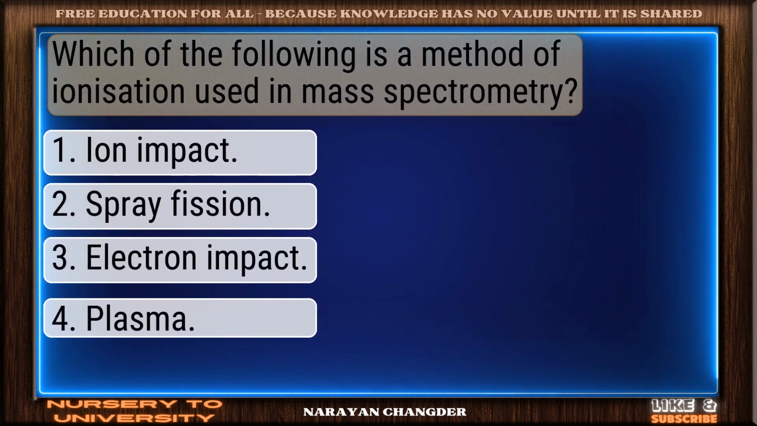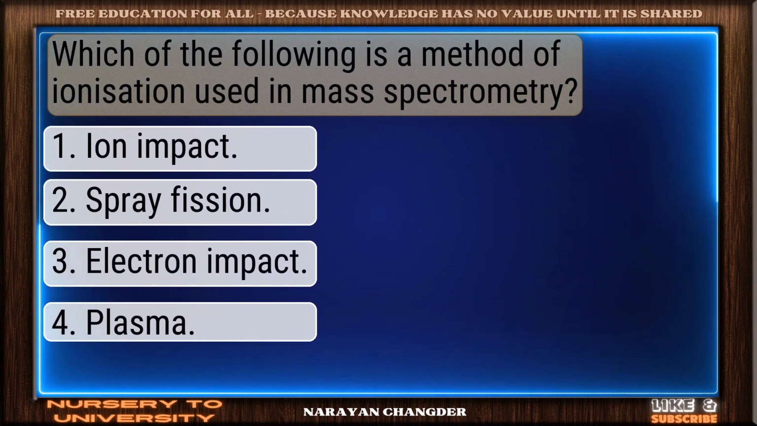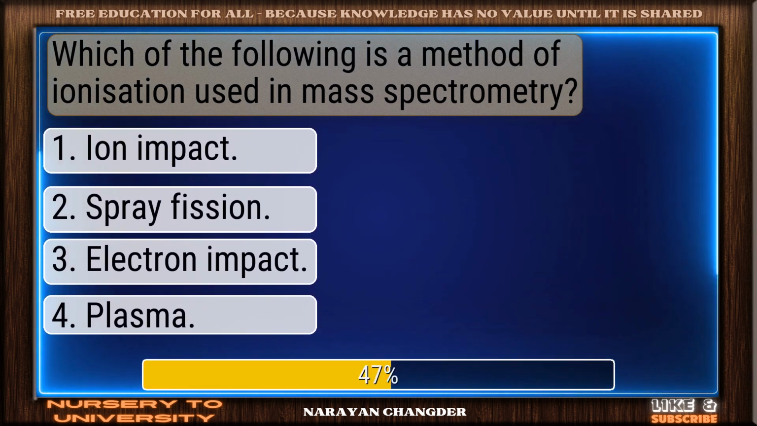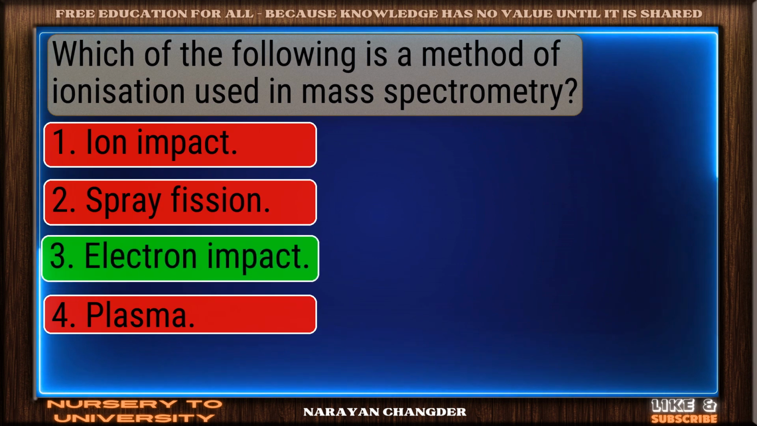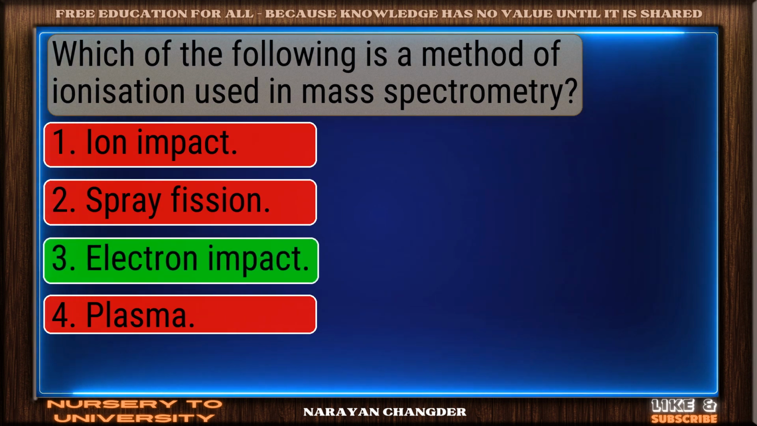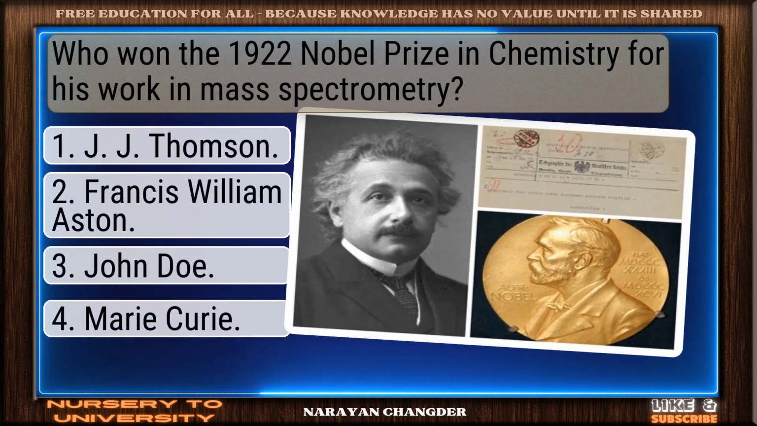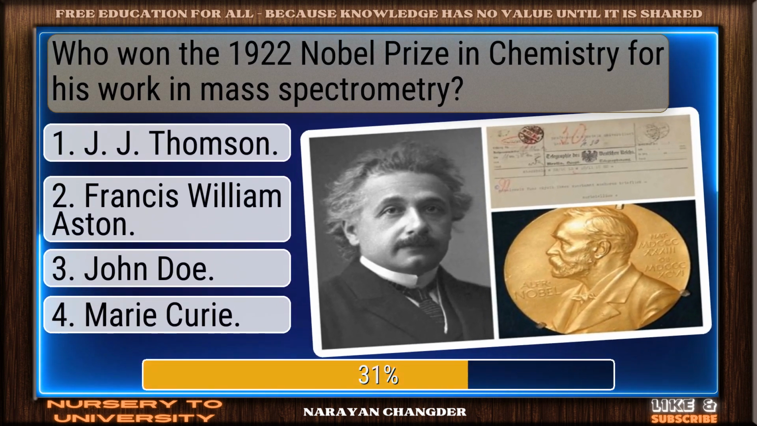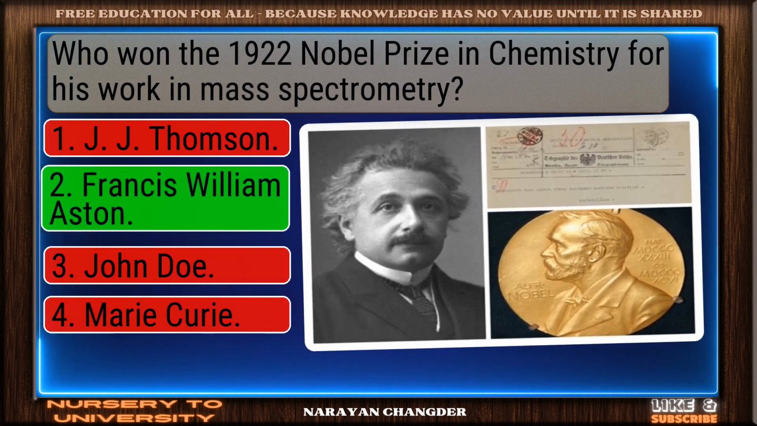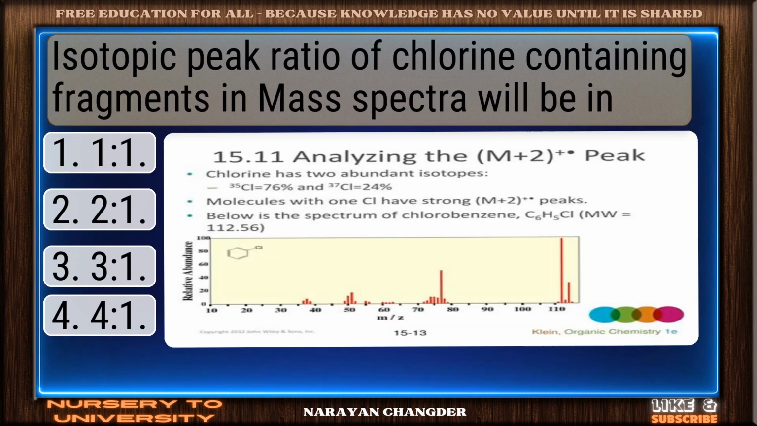Which of the following is a method of ionization used in mass spectrometry? Correct. Electron impact is the right answer. Who won the 1922 Nobel Prize in Chemistry for his work in mass spectrometry? Sharp thinking. Francis William Aston is the right choice.